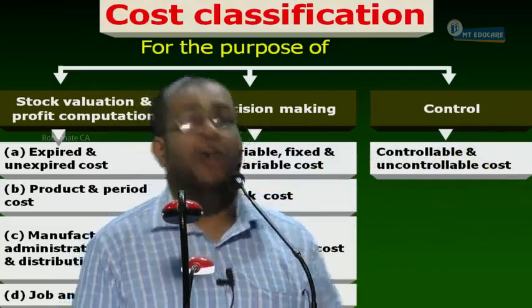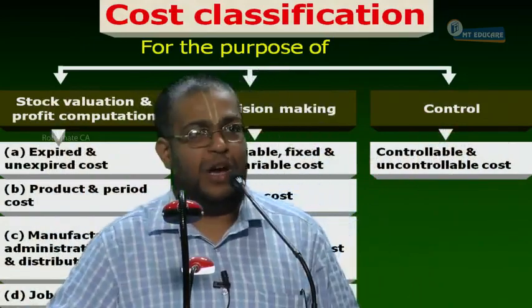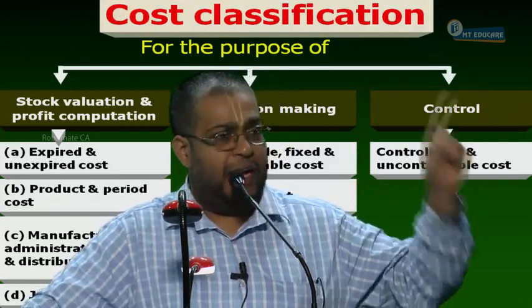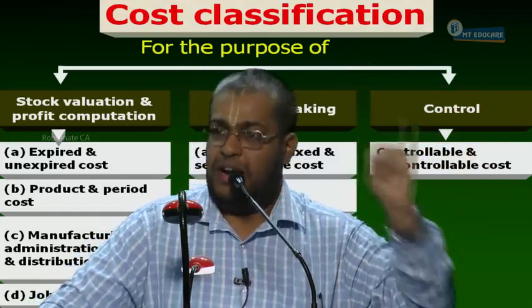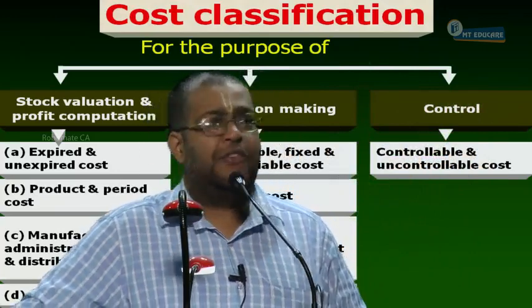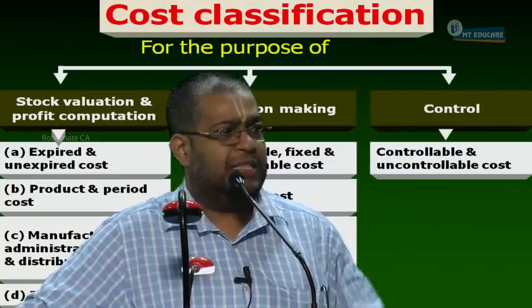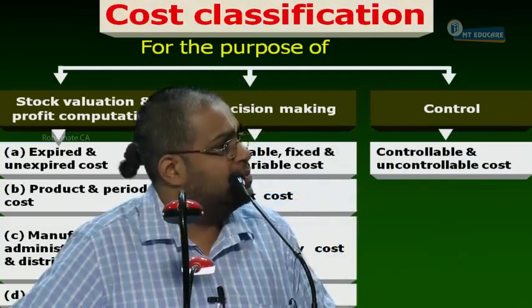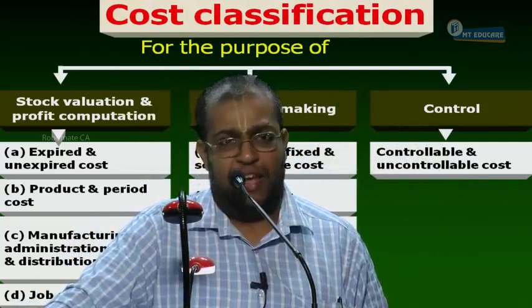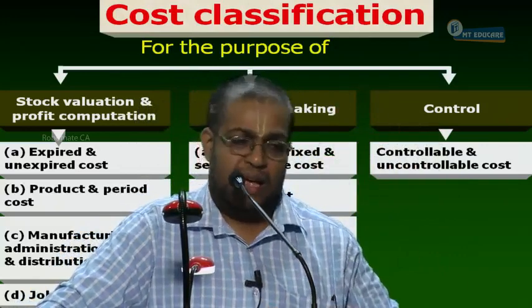Everybody following or not? Now, these are the three main purposes for which an organization requires the cost data. What are the three purposes here? To find out its profit and value its stock. Number two is for making decisions. Third is for the purpose of control. For all these three purposes, the cost is required. Yes or no? Everything is cost only, but they are classified in different ways for the purpose of these activities.